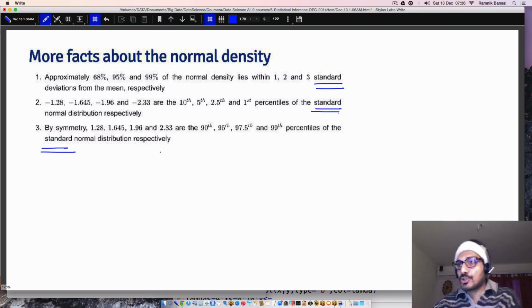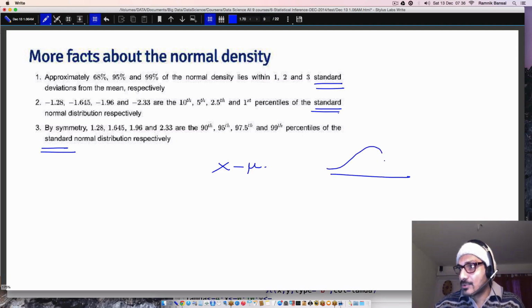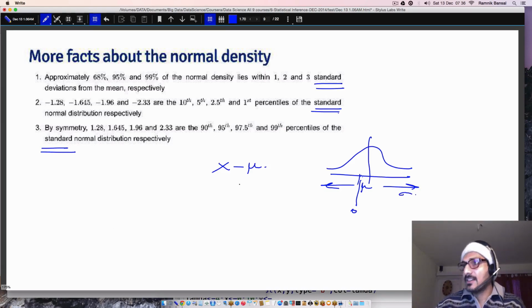For any distribution, how do I compute this? Let's say my distribution is x. So I subtract mu out of it. We have two parts to what we saw just now. One is the offset, which is given by mu. So this is mu, the 0 point. And then there's a stretch, which is given by sigma. So what I do is x minus mu, and then divide by sigma.